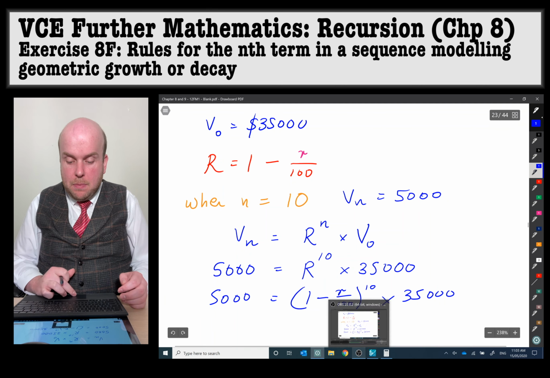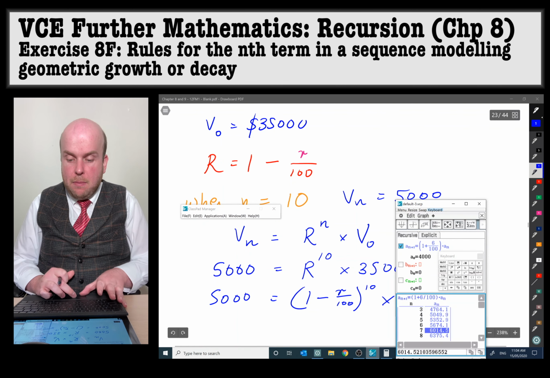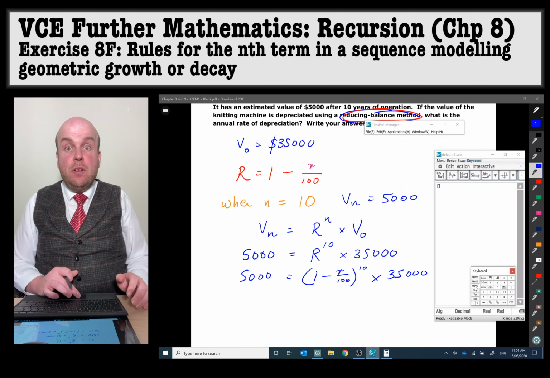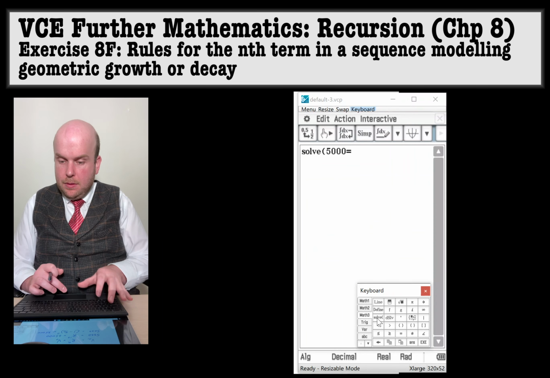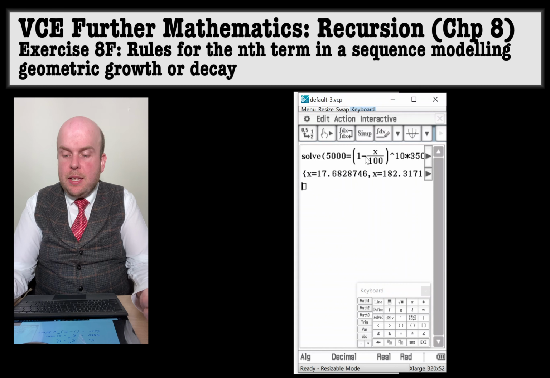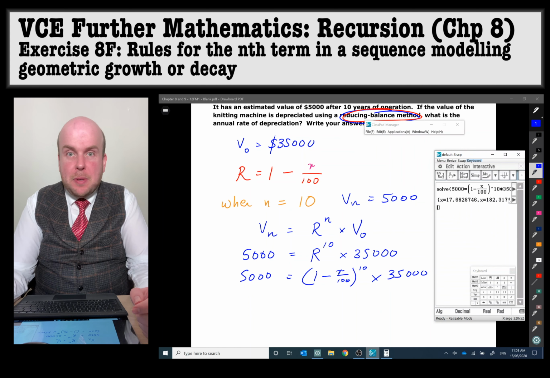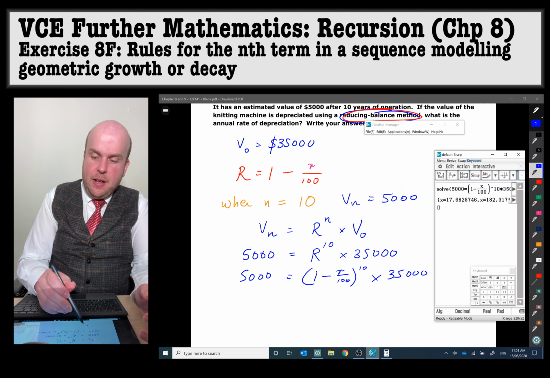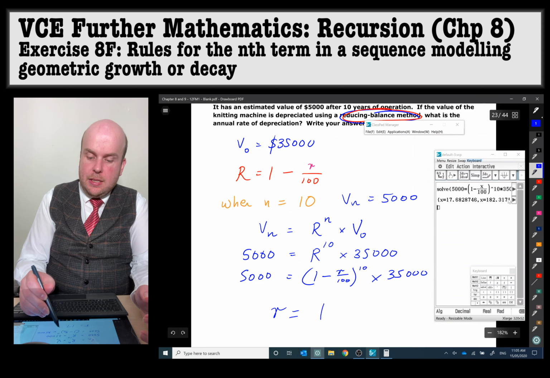So now it's time to use the solve. I'm going to bring up the CAS and go to the main menu. Now I'm going to enter this into the calculator using the solve function. I've entered it into the calculator and I've got two possible values. One of them is 17.6828746 or 182.3171. Well, we don't tend to use percentages that are greater than 100%, so we'll go with that first one. So to one decimal place, the r value will be 17.7%.